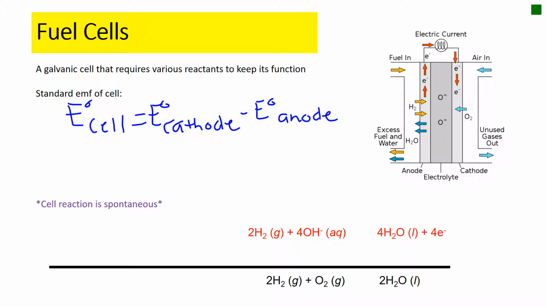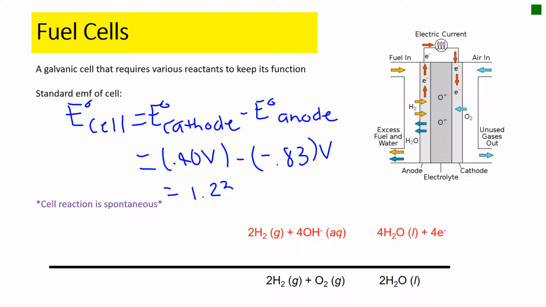So let's say, for example, your cathode is 0.40 volts and your anode is negative 0.83 volts. Then your overall E° of the cell is going to be 1.23 volts. So the cell reaction is going to be spontaneous. You have your anode, your cathode, and your overall reaction.